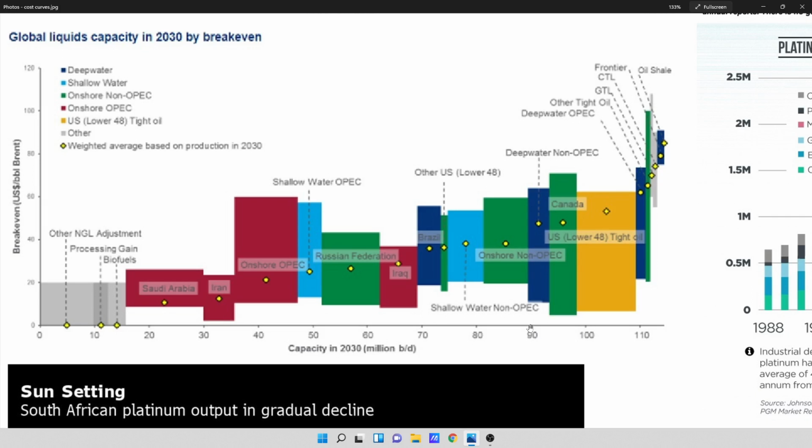And they've got biofuels and processing gain and other NGL adjustments in here too, to get it all the way up to 15 million barrels, just to let you know. So what I see here is, I think we're going over 100 million barrels soon, and I don't think we've got the oil. I think we're going to be in a huge energy crunch.